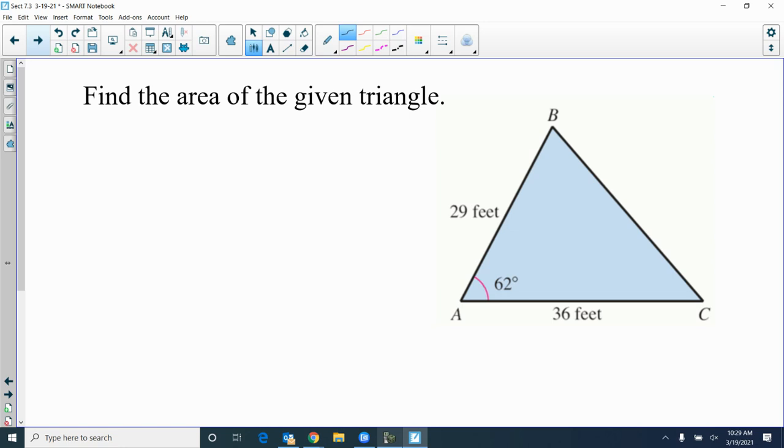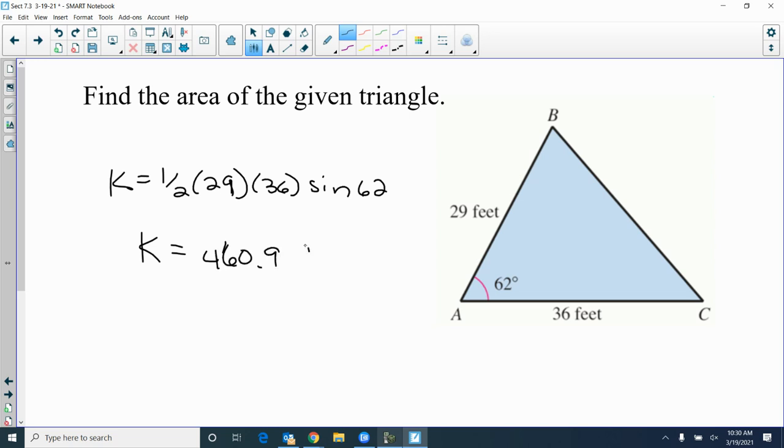So we got K equals 1/2 29 times 36 times sine of 62. Mackenzie, Ford, what do we get to the nearest tenth? 460.9. 460.9? Mhm. 460.9 feet square. We got at least one in agreement? All right, so good. That's pretty straightforward.